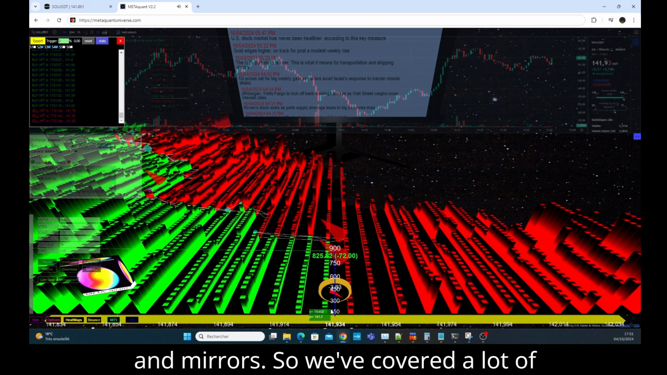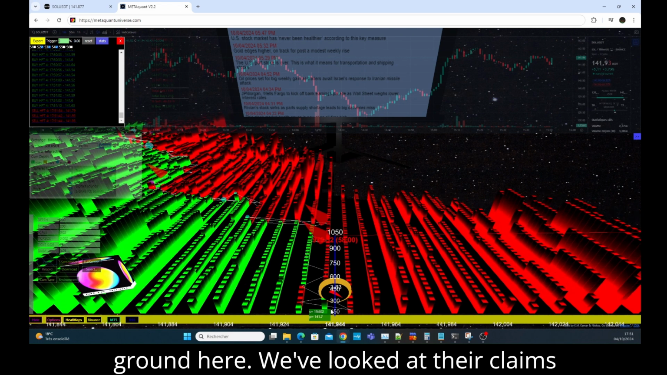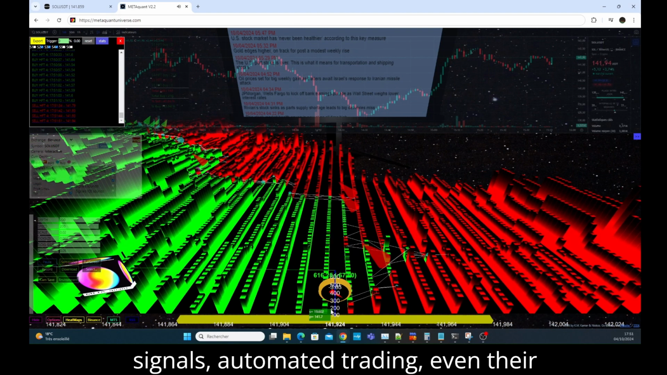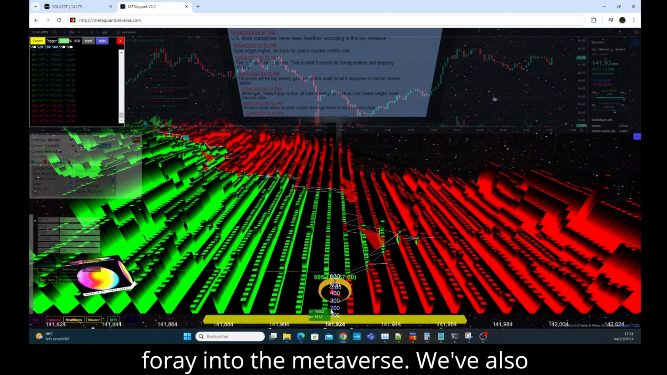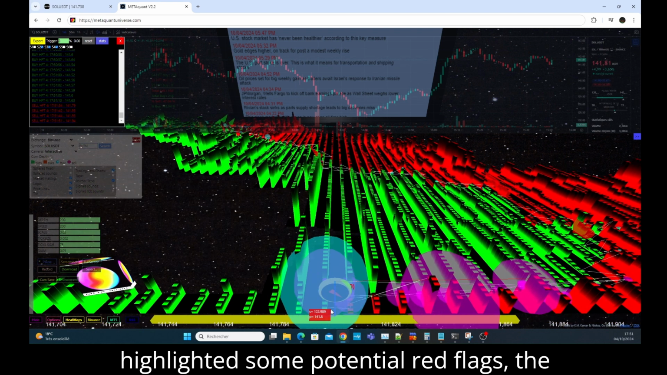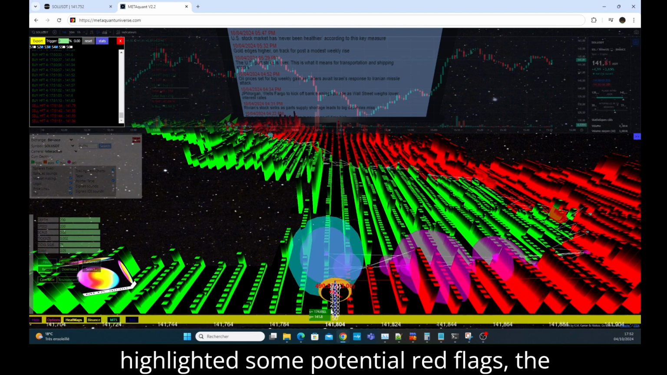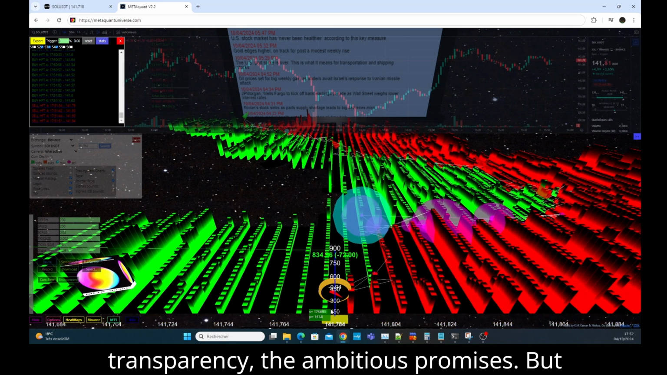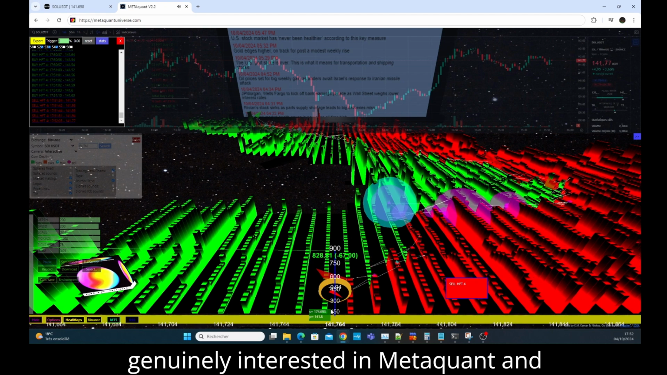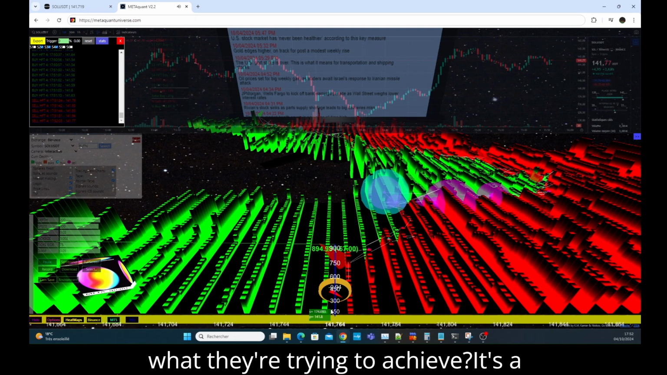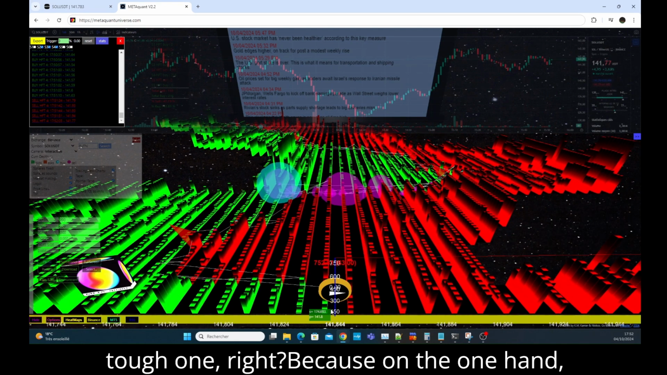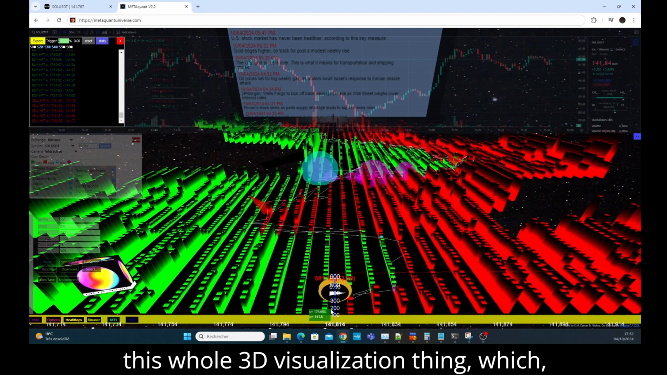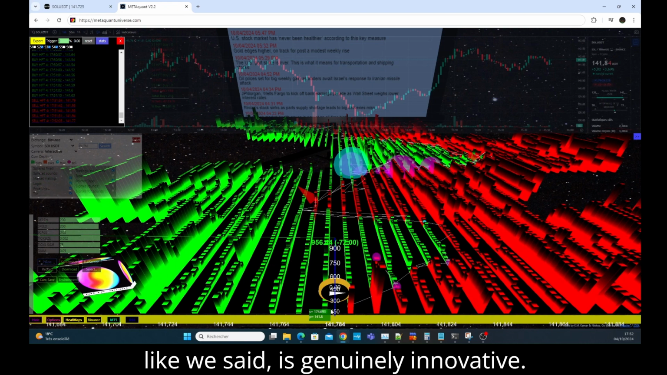So we've covered a lot of ground here. We've looked at their claims about 3D visualization, HFT signals, automated trading, even their foray into the metaverse. We've also highlighted some potential red flags, the aggressive marketing, the lack of transparency, the ambitious promises. But where does this leave someone who's genuinely interested in metaquant and what they're trying to achieve? It's a tough one, right? Because on the one hand, you've got this really cool technology, this whole 3D visualization thing, which, like we said, is genuinely innovative.